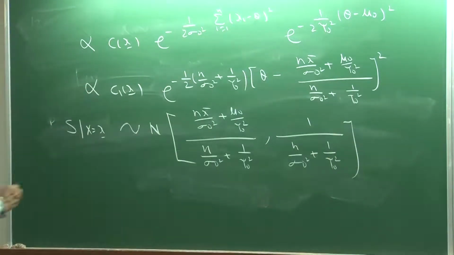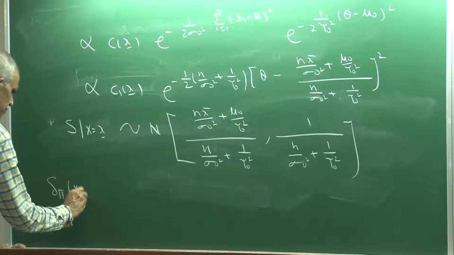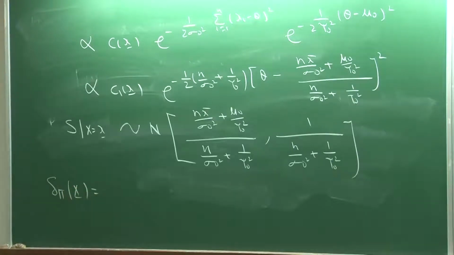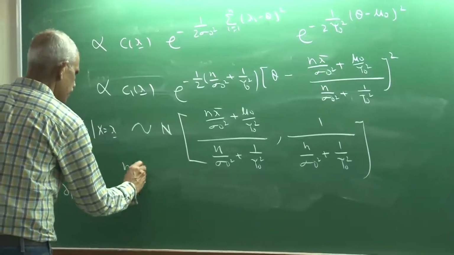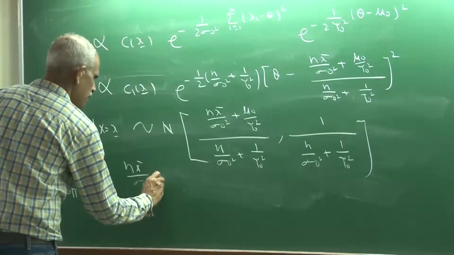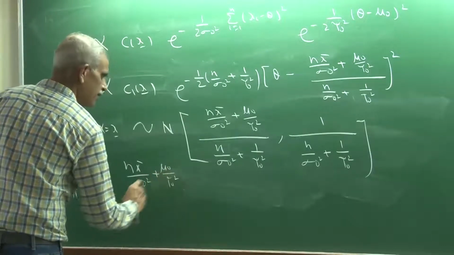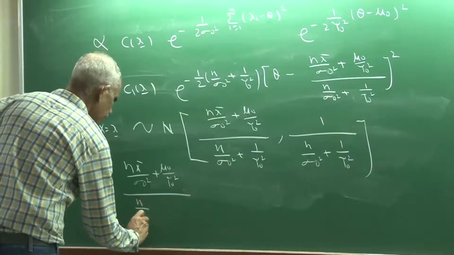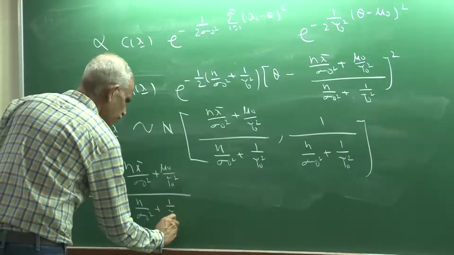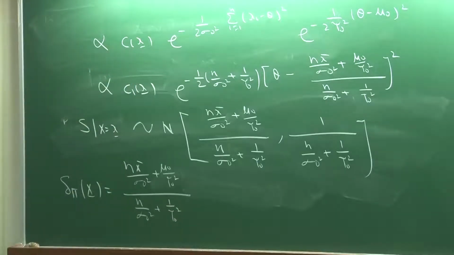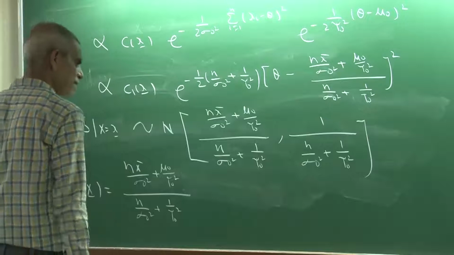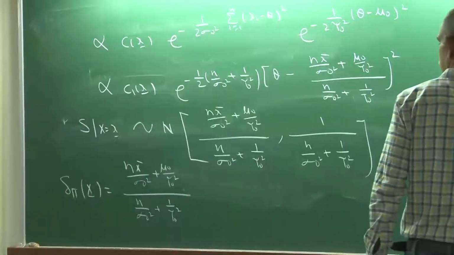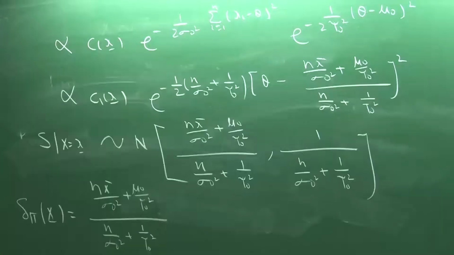So what is the Bayes estimator? Under the square error loss function, Bayes estimator is nothing but the posterior mean. So it is n x bar by sigma naught square plus mu naught by tau naught square, by n by sigma naught square plus 1 by tau naught square. So this turns out to be the Bayes estimator. Now, you have to show that x bar cannot be Bayes.